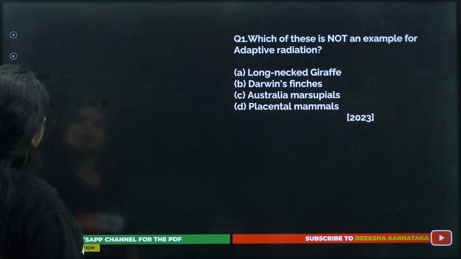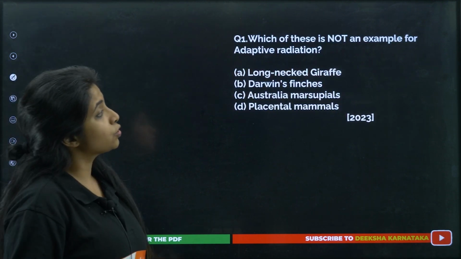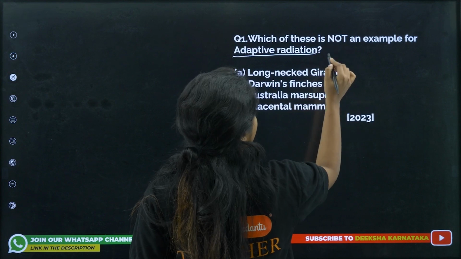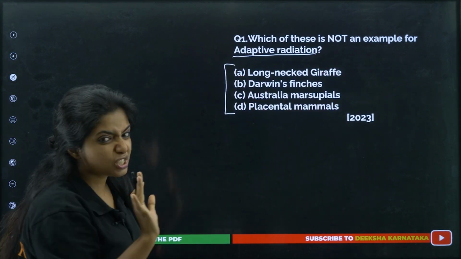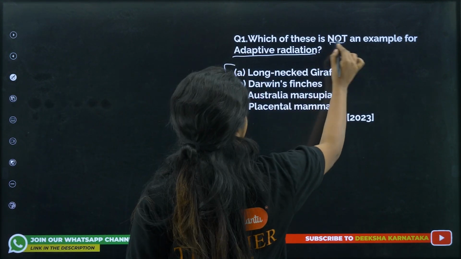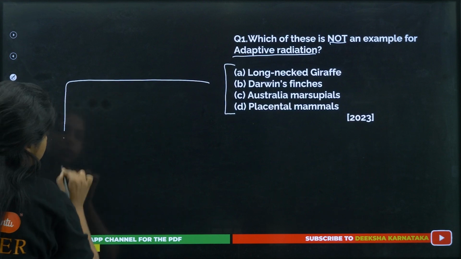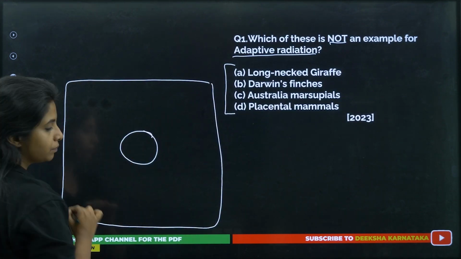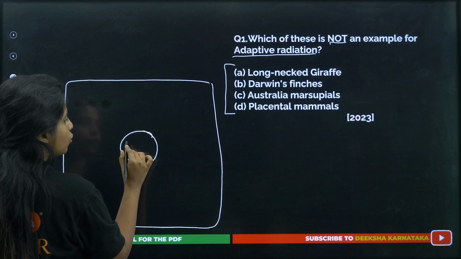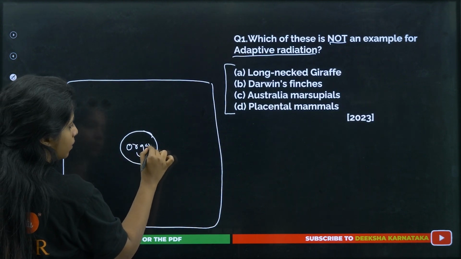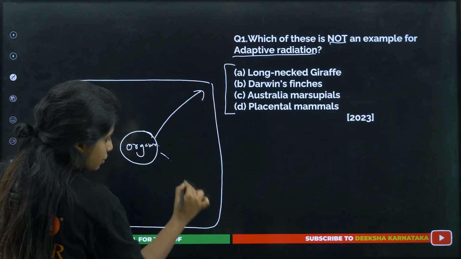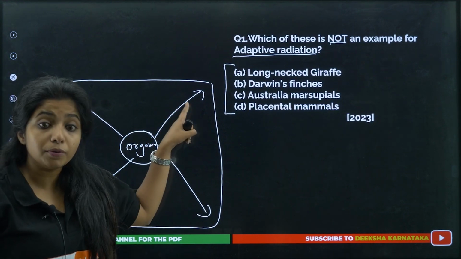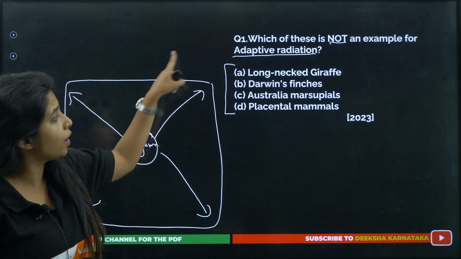Starting with the first question: which of these is not an example of adaptive radiation? What do you mean by adaptive radiation? Adaptive radiation means you have a geographical area, and in this geographical area there will be a center point. From here, some group of organisms move to different locations within this geographical area, and they bring certain changes in themselves according to the habitat.